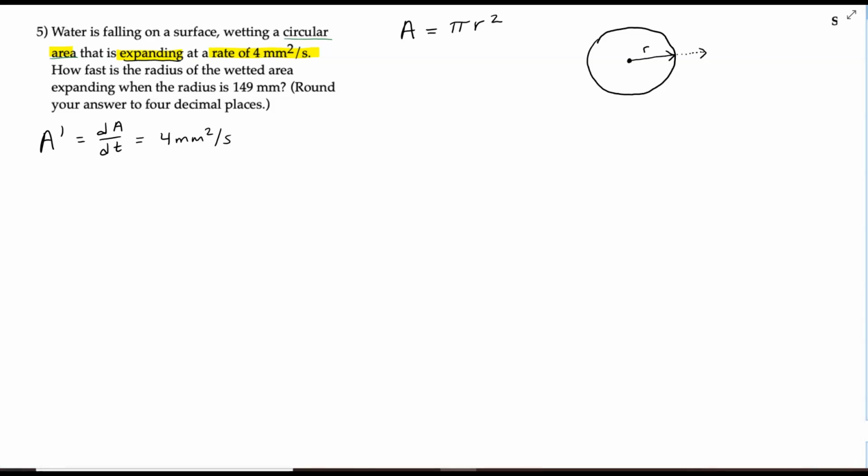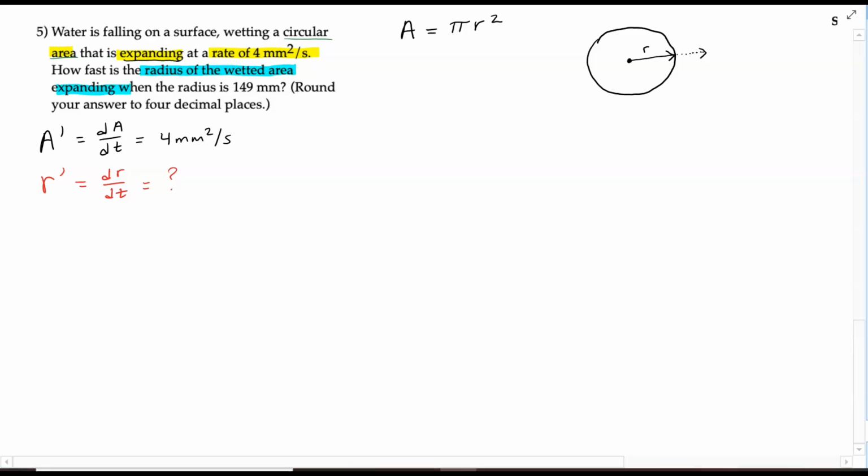What else do I know? The question: how fast is the radius of the area expanding? So they just told me what I need to look for. I need to look for, and I'll use a little r, r prime. They want me to find dr/dt. They want me to find that. All right, so I find that, and I'm good.